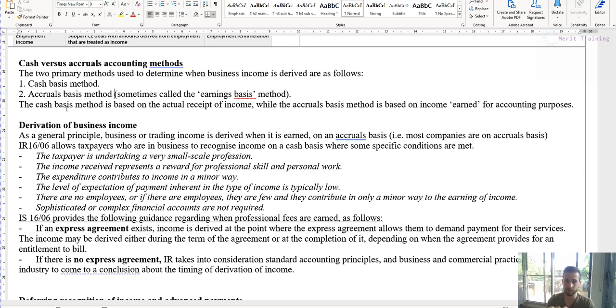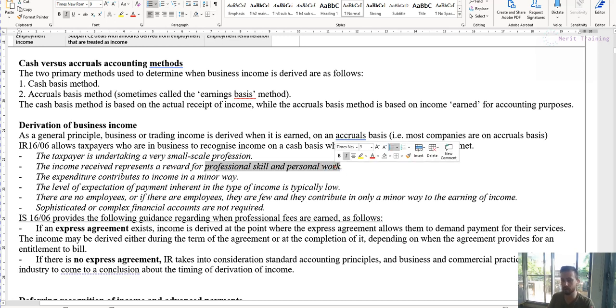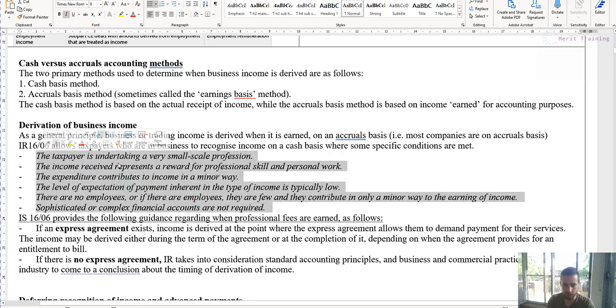However, the government does allow you to recognize income on a cash basis if you're a small business. So the specific definition for what constitutes an entity which can do it on a cash basis and is small scale, generally for professional skill and personal work, like you might be an accountant, plumber, like small business, right? Expenditure's quite small. I'm not going to read through all of them, but generally if it's a small company, and they're all quite qualitative requirements, you can do it on a cash basis.